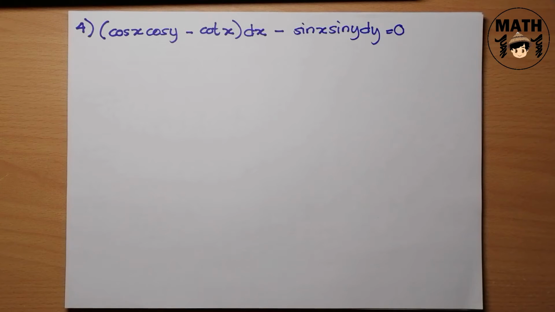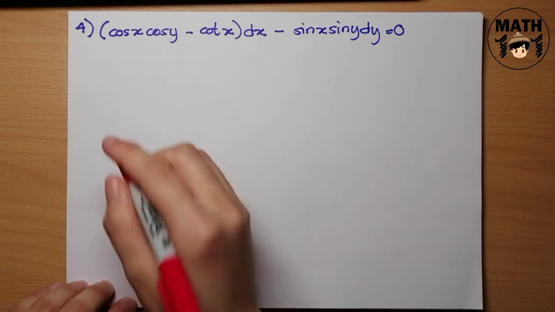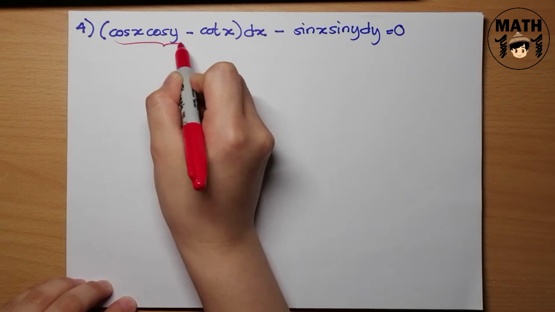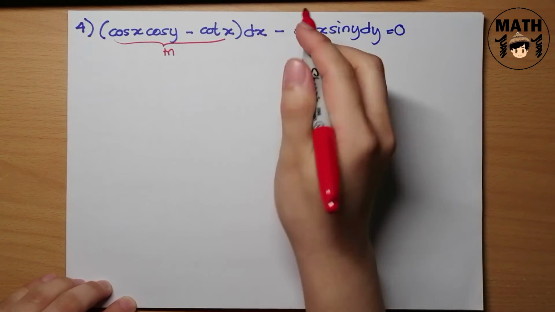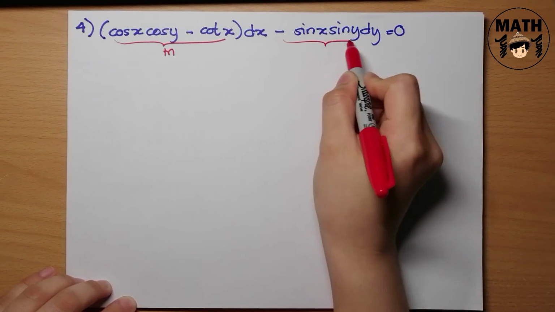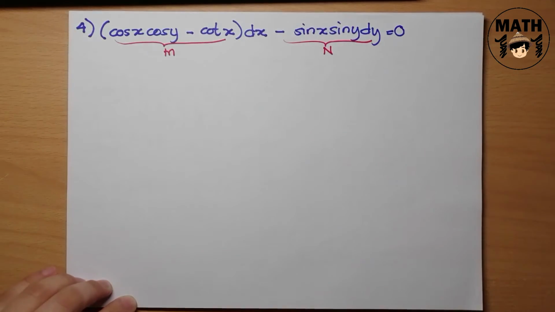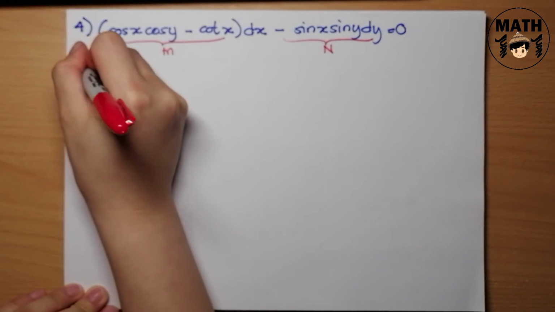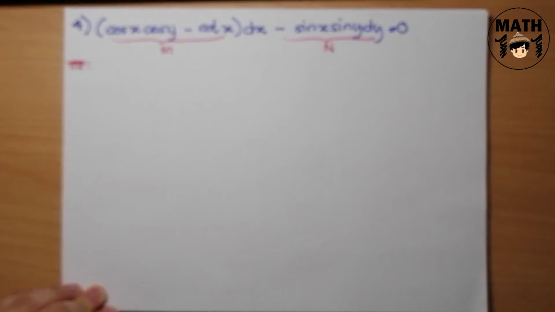For our next problem, let's try to use another solution na variation din ng method of grouping terms. Before we apply that solution, check muna natin kung siya ay exact equation. Again, this is in the form na M dx plus, so this is our N dy. Test natin kung siya ay exact.